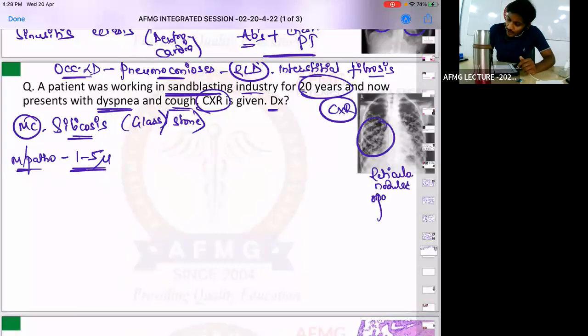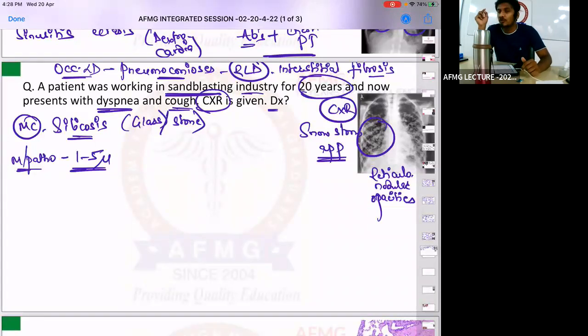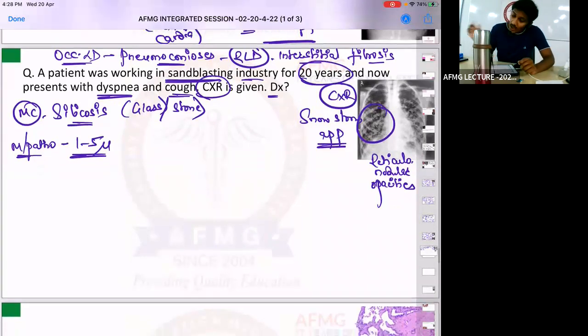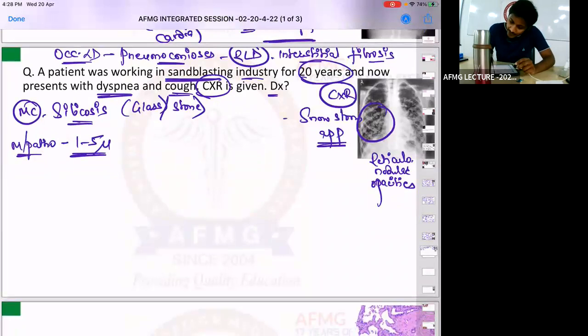And these reticulonodular opacities are called which appearance? Snowstorm appearance. The most common appearance is seen in which pneumoconiosis? Silicosis. Okay, important. And in which TB? Along with that, definitely we will also find a calcification that is called eggshell calcification. Which calcification? Eggshell calcification.